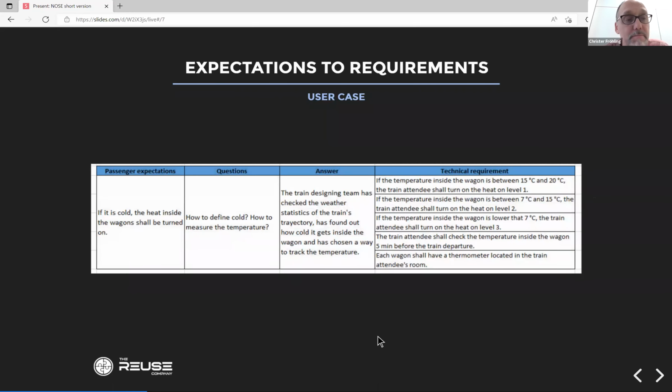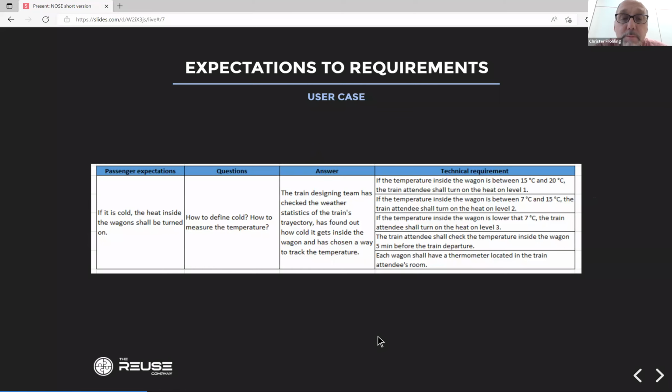Another requirement: is it cold? Okay, we have to consider the context, not only the function. The train has to run somewhere. How cold is it? How can we measure the temperature? And by doing so, we have to allocate resources that can do that job. And in this case, we have to check the temperature range within the area we are supplying the train.